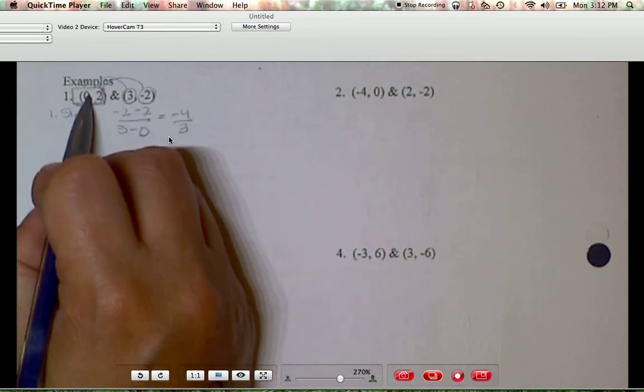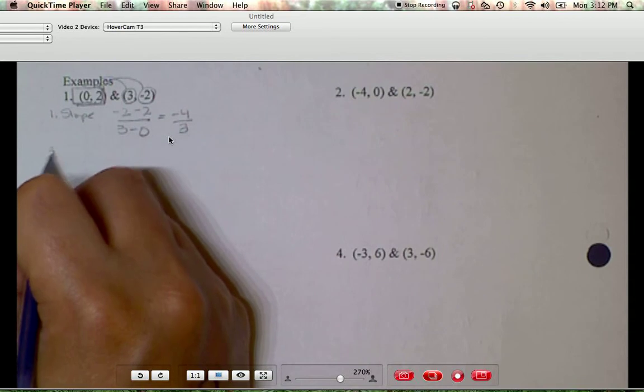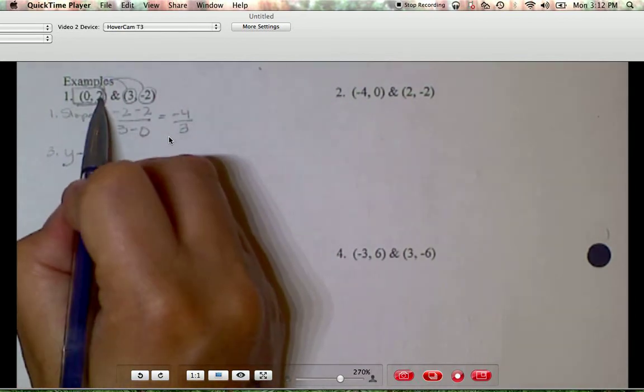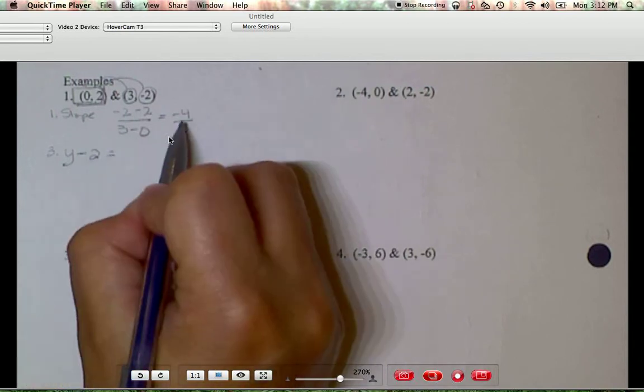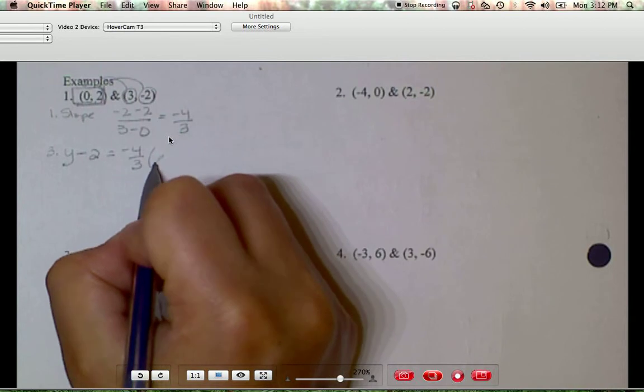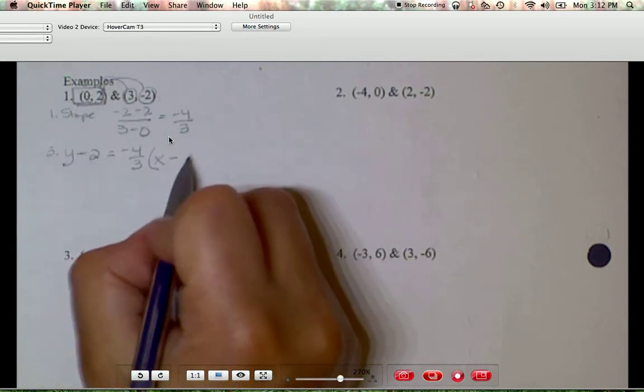That's step 2, choose a point. And step 3, then we go to plugging it into the equation. y minus the y value, which is 2, equals the slope times the quantity x minus the x value, which is 0.